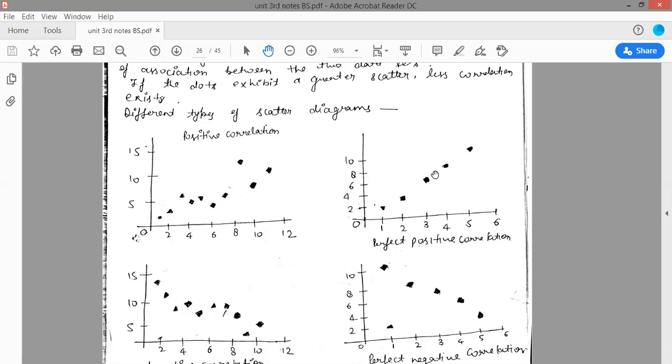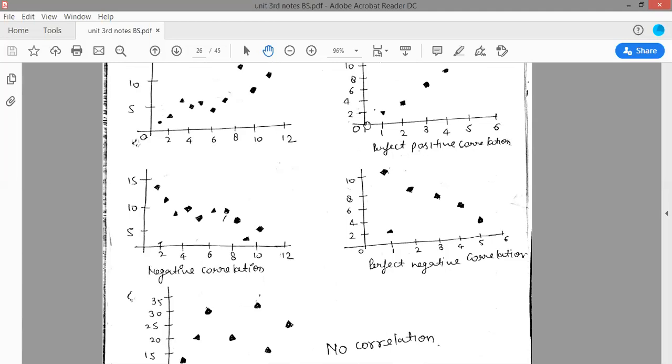So a straight line means we are getting a perfect positive correlation. If we get a straight line and all the points are covered in the same line, that means this is perfection. So we can say this is a perfect positive correlation. X is increasing, Y is increasing, and we are getting a straight line which covers all the points. So this is a perfect positive correlation.